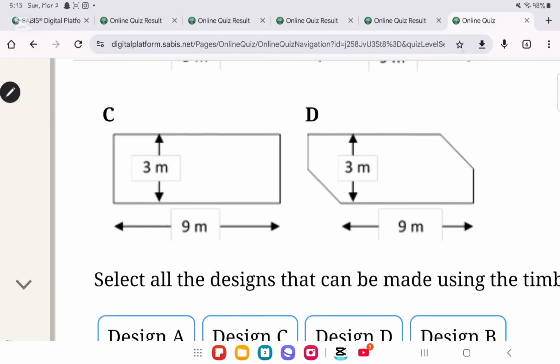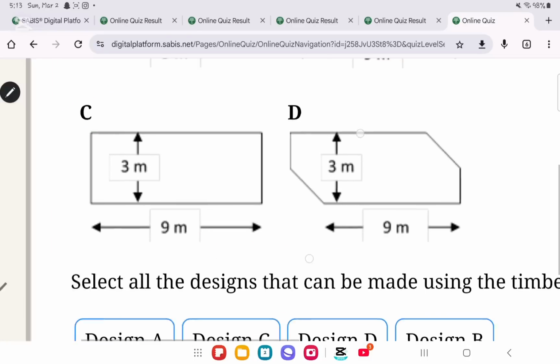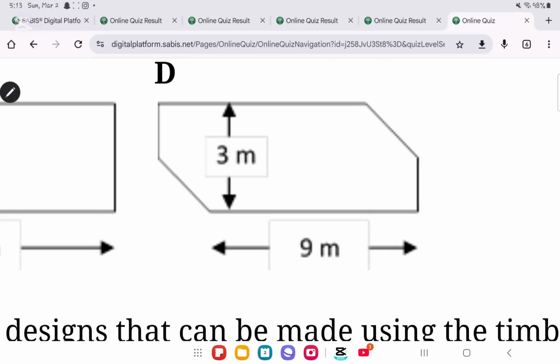Now, for this one over here, it's going to be 3, 9, 3, and 9. So you're going to add them all together. 3 plus 3 plus 9 plus 9, 24. So this is what we need. C is what we are going to take. Now, part D.